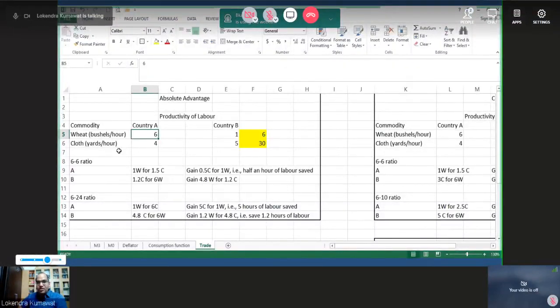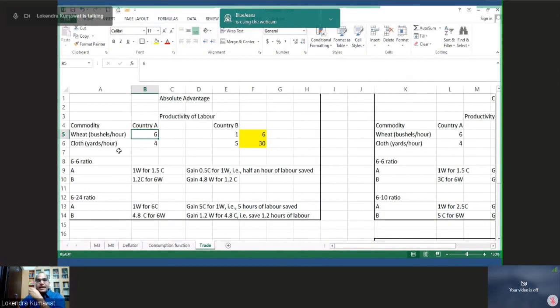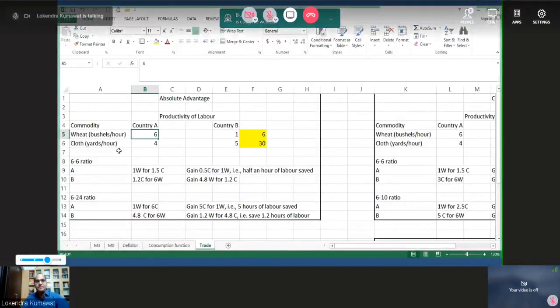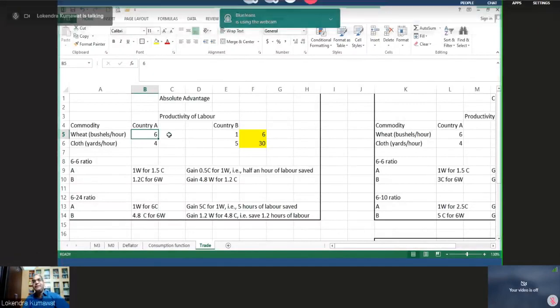Now please be clear about this. Wheat, country A can produce more, B produces less. A is producing 6, B is producing only 1. On the other hand, cloth, A is producing only 4 and B is producing 5. So in 1 hour, B is producing more cloth and A is producing more wheat. This is what Adam Smith called absolute advantage. And Adam Smith said both the countries will gain from mutual gainful trade.